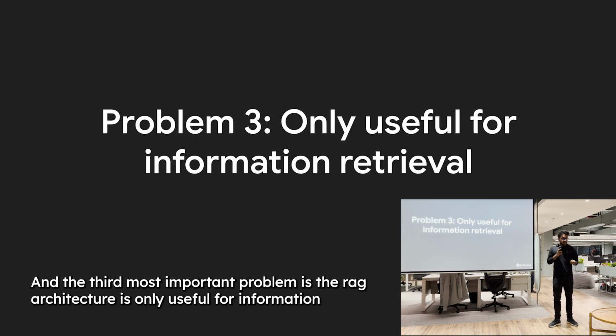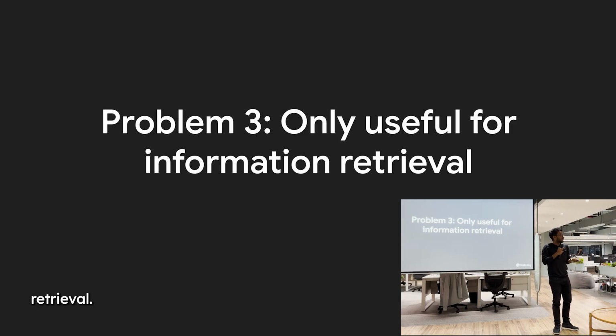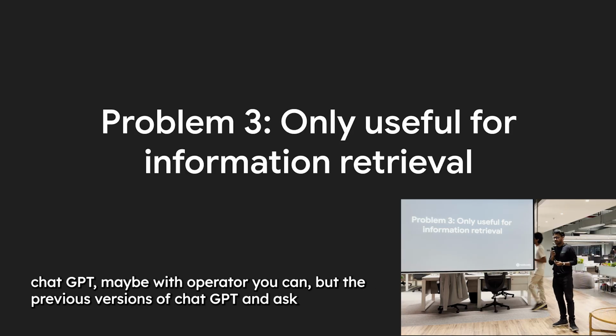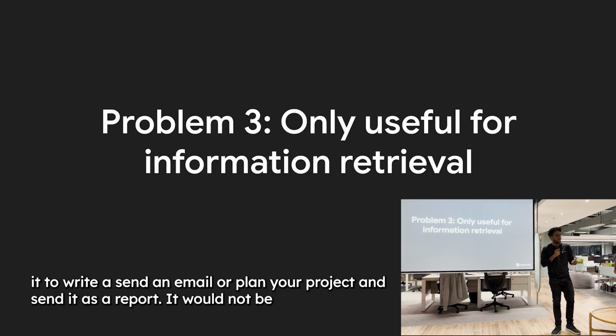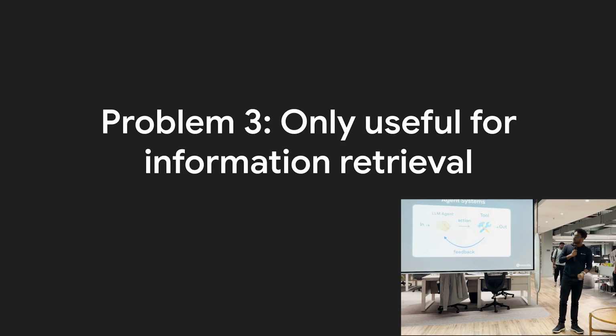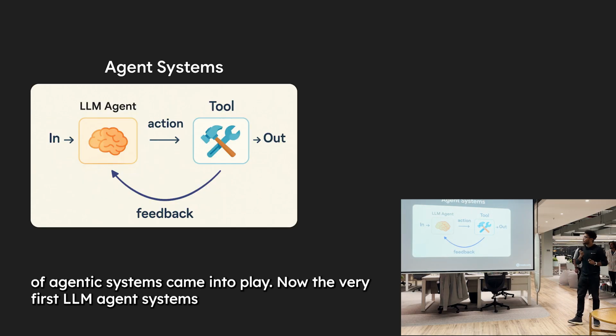And the third most important problem is the RAG architecture is only useful for information retrieval. So it can't do anything else. I mean, you can't go to ChatGPT, maybe with operator you can, but the previous versions of ChatGPT, and ask it to send an email or plan your project and send it as a report. It wouldn't be able to take those actions or go ahead and execute those tasks. Right? This is where the concept of agentic systems came into play.